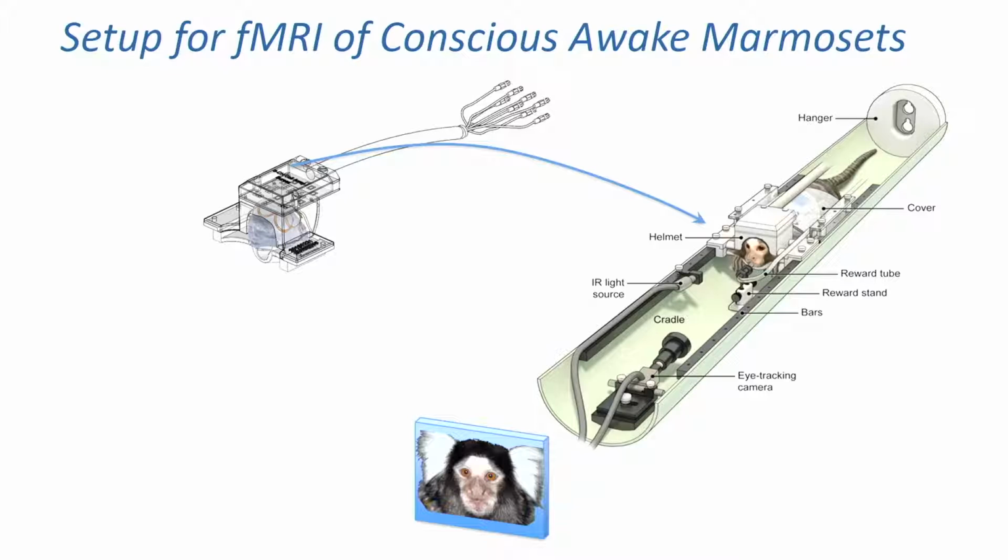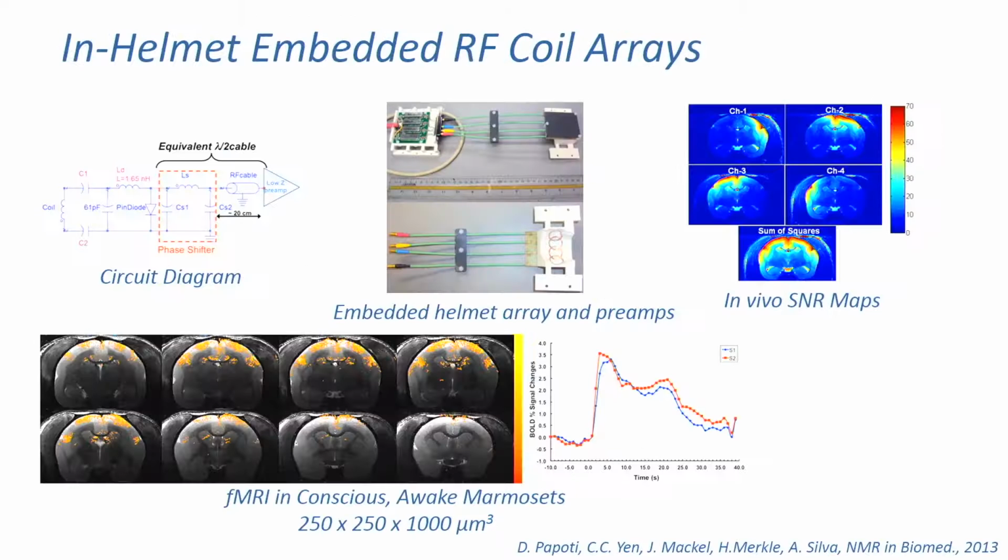And we've introduced also the ability for the animals to behave inside the magnet. So for example, this is a setup where the animal is undergoing a visual stimulation. There is an LCD monitor outside the magnet, and they have a clear path to see what's on the screen. And we have an IR light source and an eye tracking camera so that we know that the animals are paying attention to the stimulus. And the data that we get from this kind of setups are really outstanding.